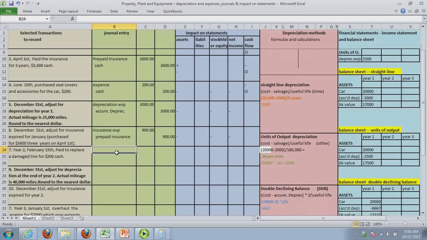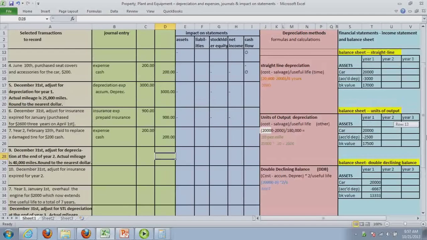Okay, and then we paid to replace obsolete or damaged tires rather. Again, this is not a major improvement, just keeping things going in good working condition. So I'm just going to put an expense. Maintenance expense could be appropriate, repair expense, whatever you want to use. Miscellaneous expense. And we've done expenses, so we won't worry about the impact. We know it's a lot of things going down.